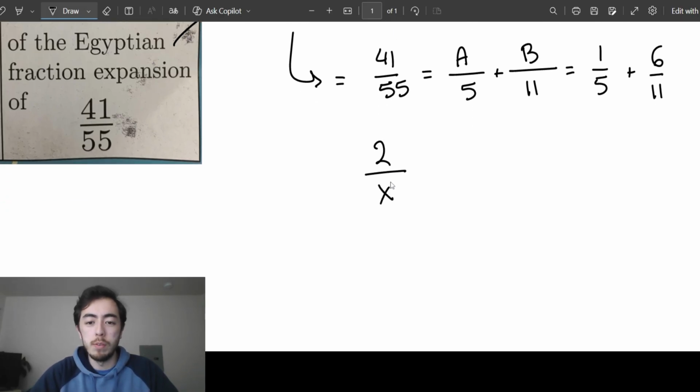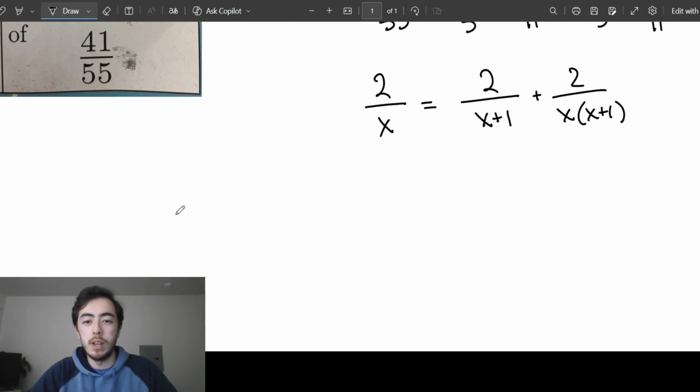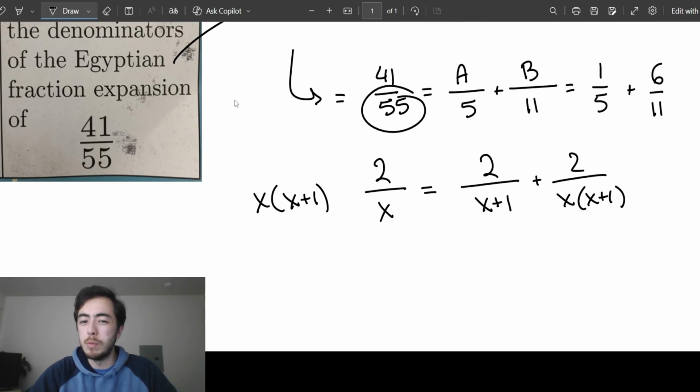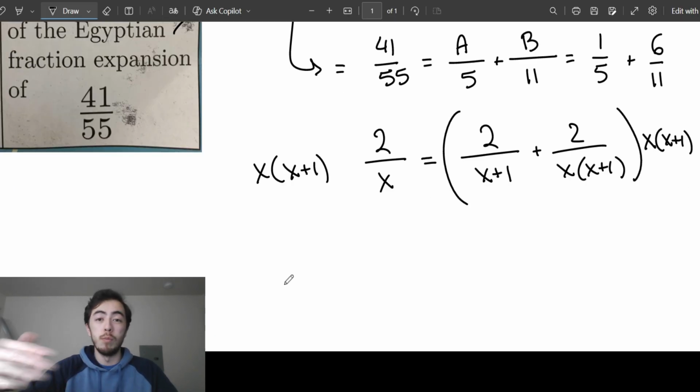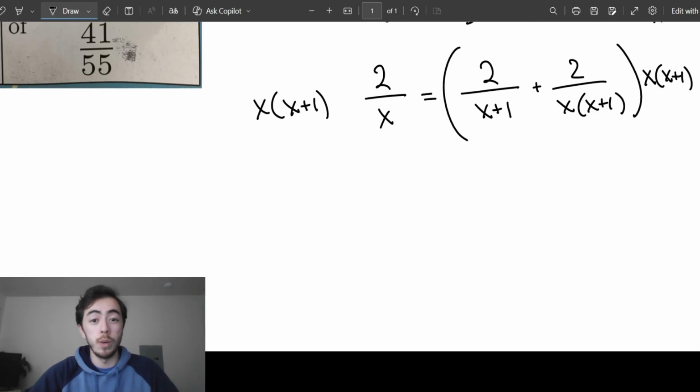I believe if we have something like 2 over x, we can say that this is equal to 2 over x plus 1, plus 2 over x times x plus 1. Now this might seem like a pretty convoluted mess, but let's just multiply both sides by x times x plus 1. This is kind of familiar, multiplying both sides by 55 earlier, actually. Again, I'm only doing this to more readily show that this is actually a true equation.